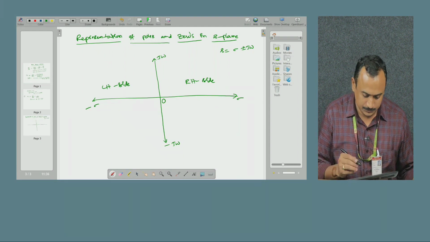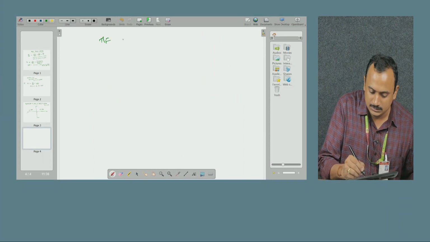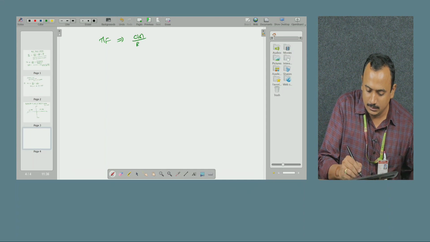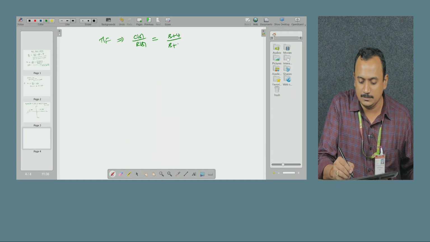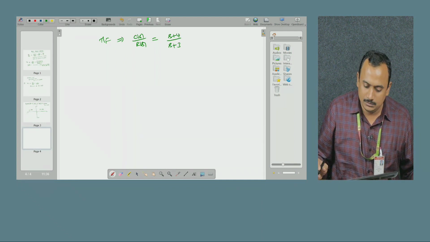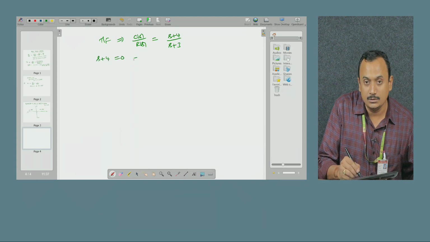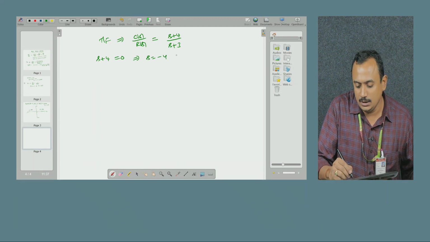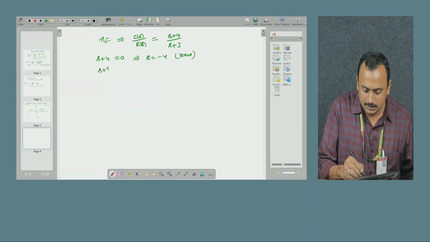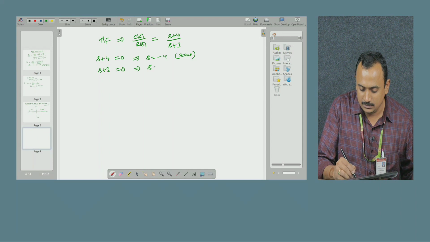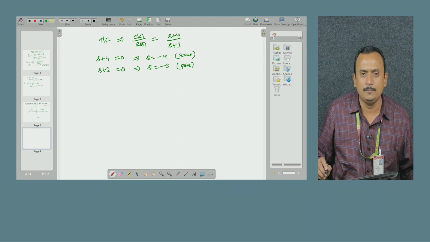Now for example, the first example is the transfer function C(s)/R(s) = (s + 4)/(s + 3). As I told you, if I solve s + 4 = 0, that is s = -4, it is going to give you a zero. And similarly the denominator s + 3 = 0, and if I solve this I will get s = -3, which is going to give a pole.